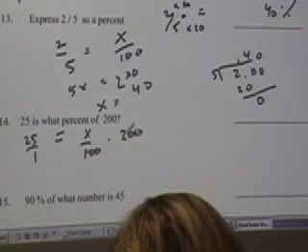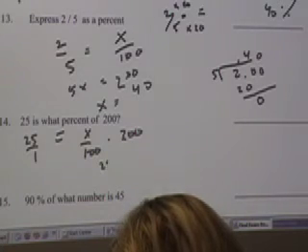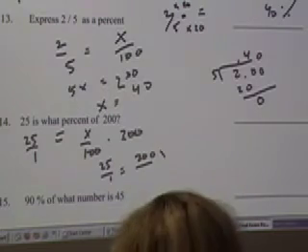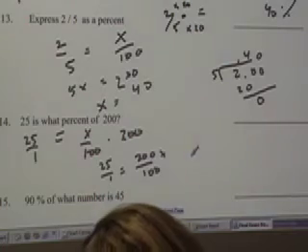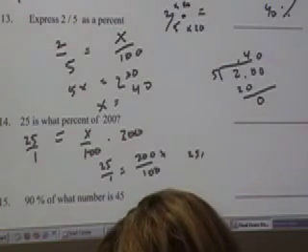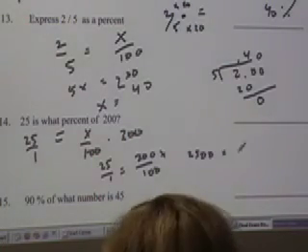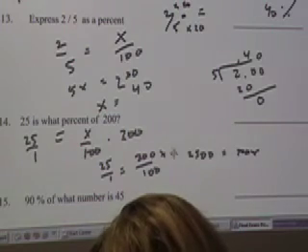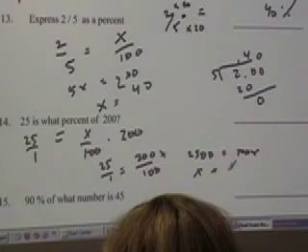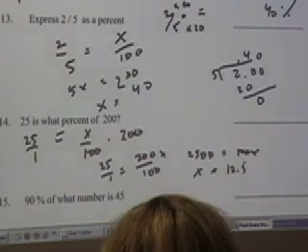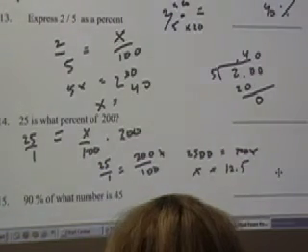25 over 1. So this is actually the proportion: 25 over 1 equals 200x over 100. If I cross multiply, well, first of all, these are going to cancel. I'm going to get 2,500 equals 200x. And I'm going to get x equals, when I divide 200 into that, 12.5. Okay, it's 12.5%.